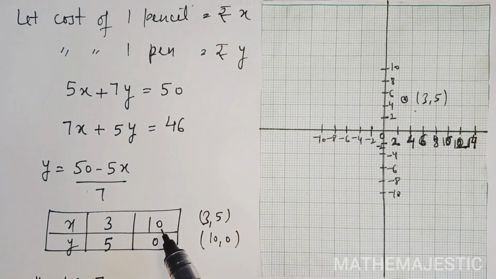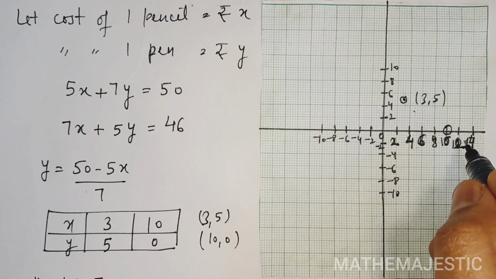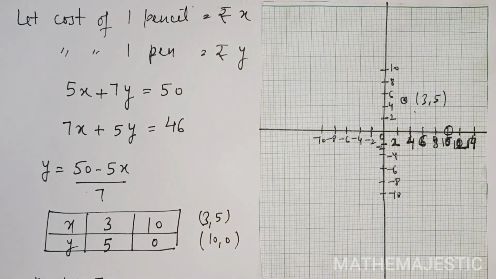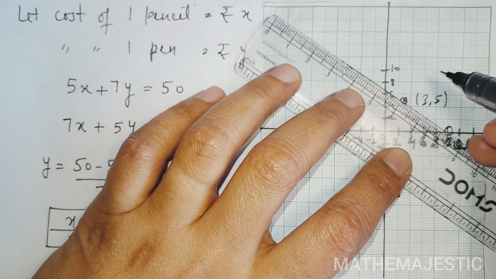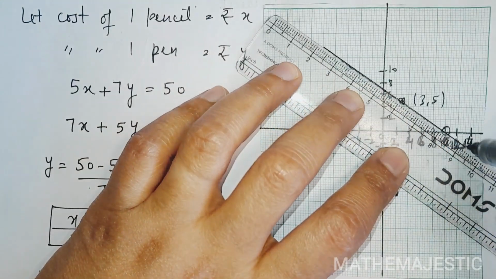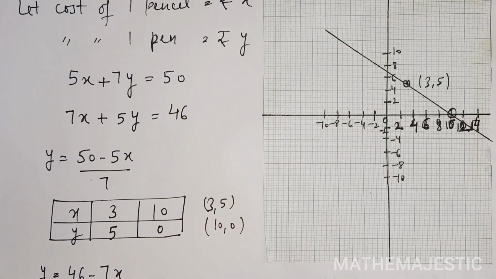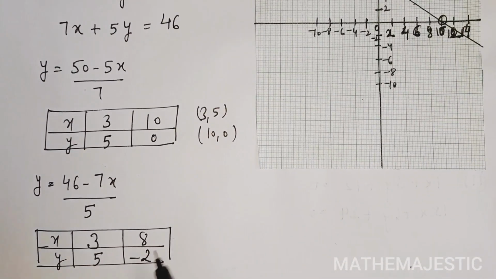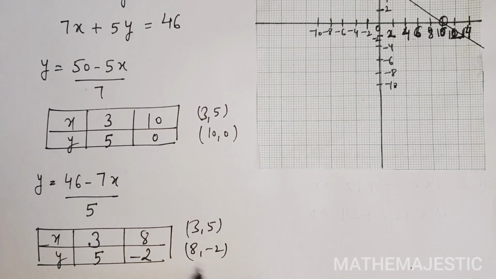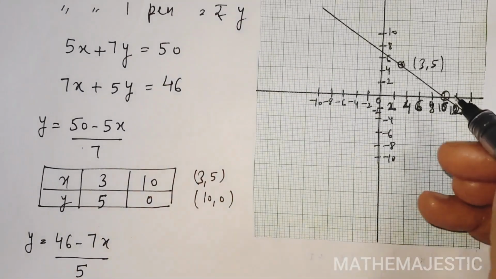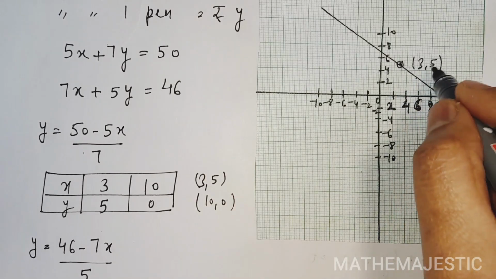Now if x is 10, then y is 0, which means this point is lying on the x-axis. So now we will join these 2 points with the help of the scale. We will find the graph of the first equation. This is the line, the first equation graph. Now for the second equation, we have the points 3, 5 and 8, minus 2. If x is 3, that is here, y will be 5. So it is the common point between both. This point is in both.